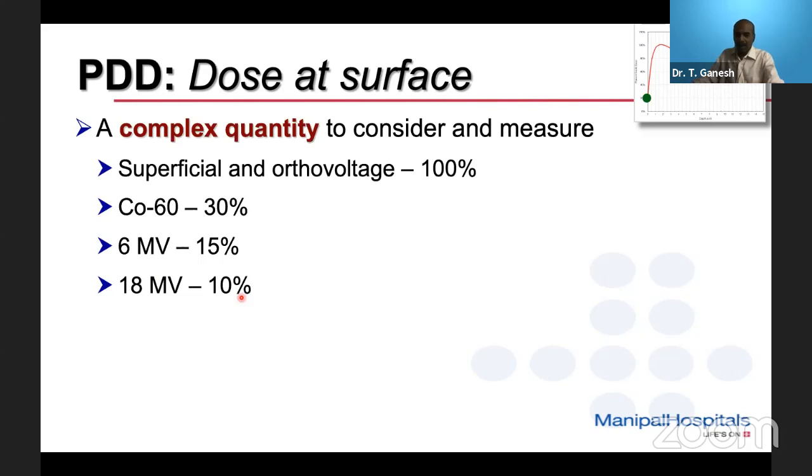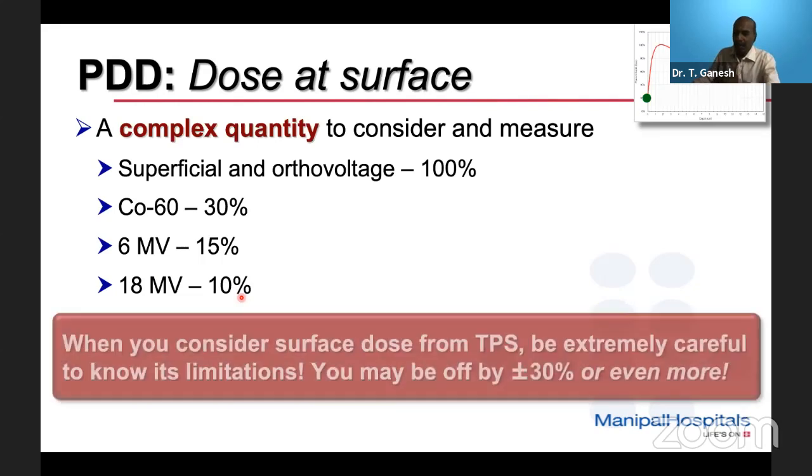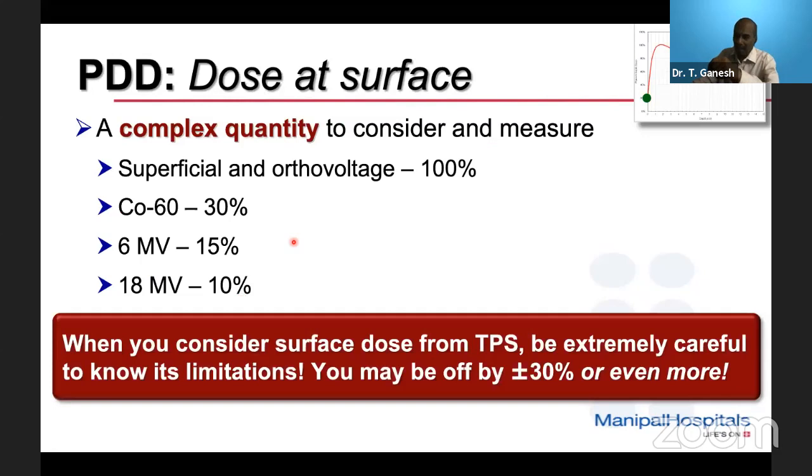However, what you have to remember is that when you consider the surface dose from TPS, or even for that matter, these values, you have to be extremely careful to know their limitations. You may be off by plus minus 30% or even more than that, depending on the situation, depending on what kind of intervening or modifying devices are used in the beam. And no TPS can accurately calculate the dose at surface. Even the highest end planning system cannot calculate the dose.